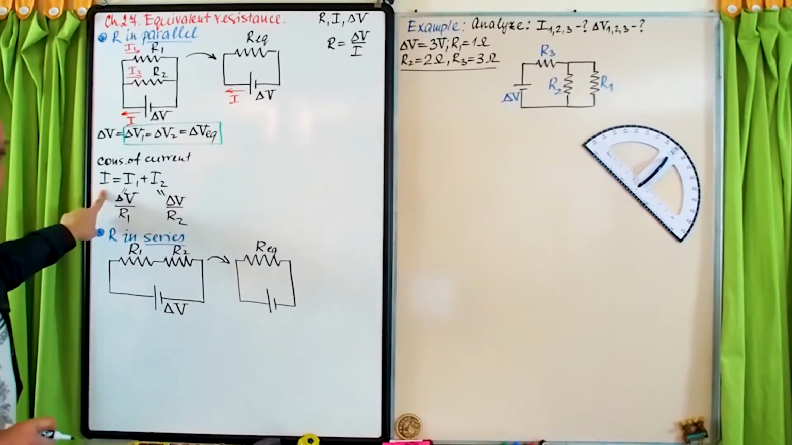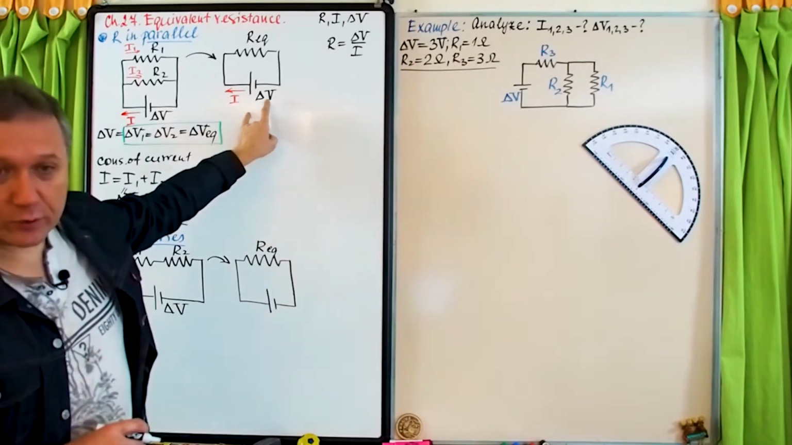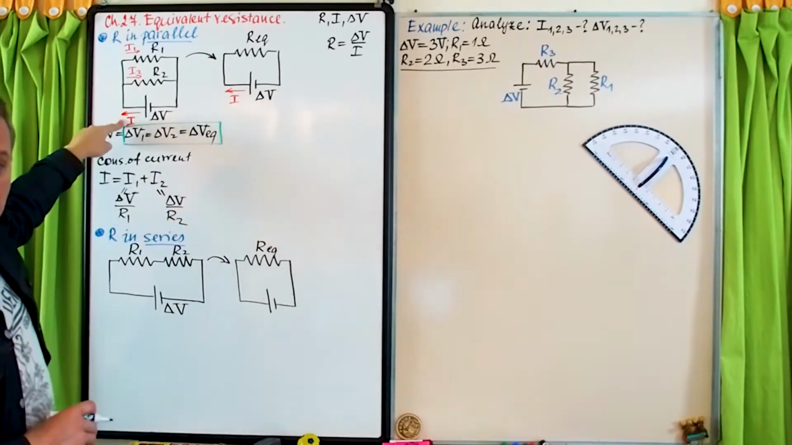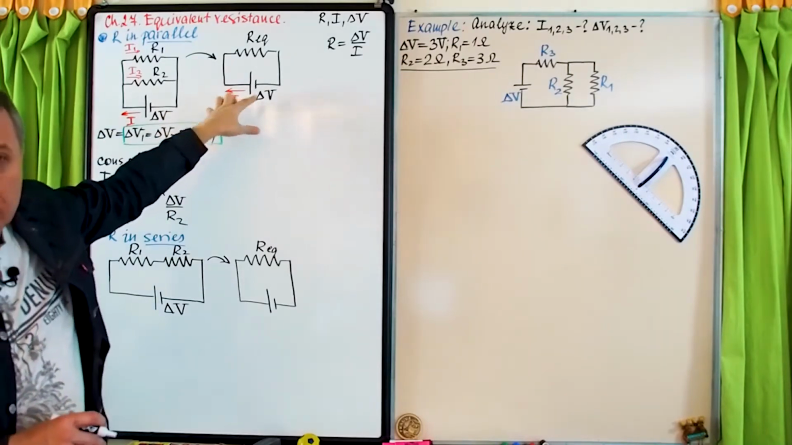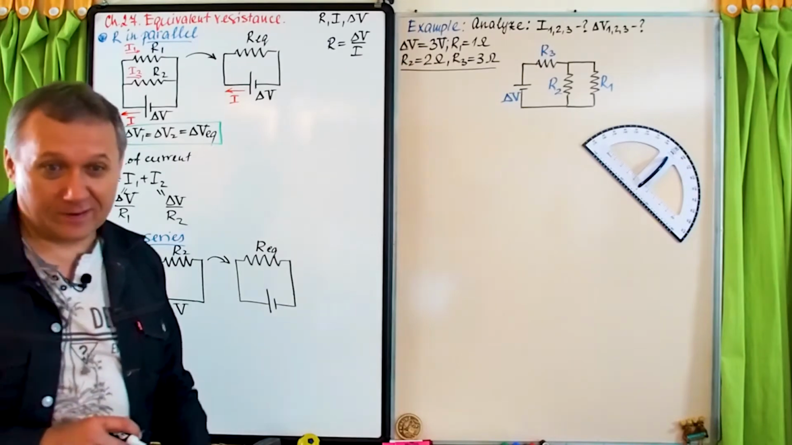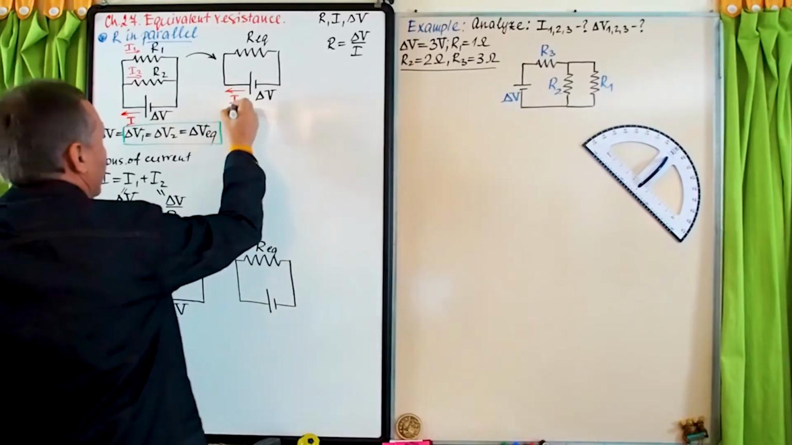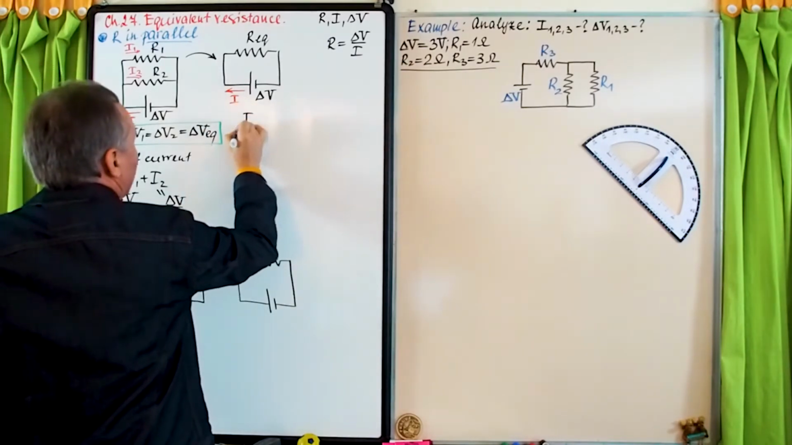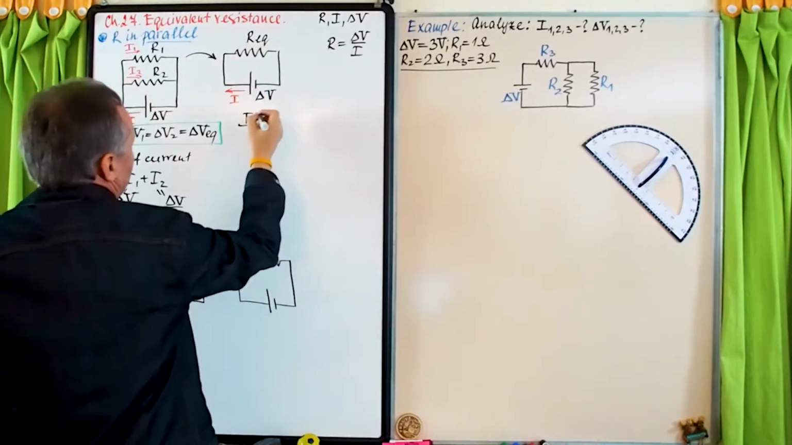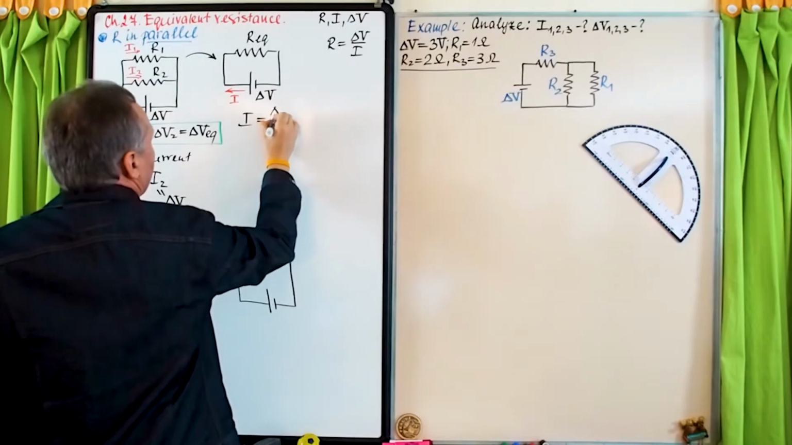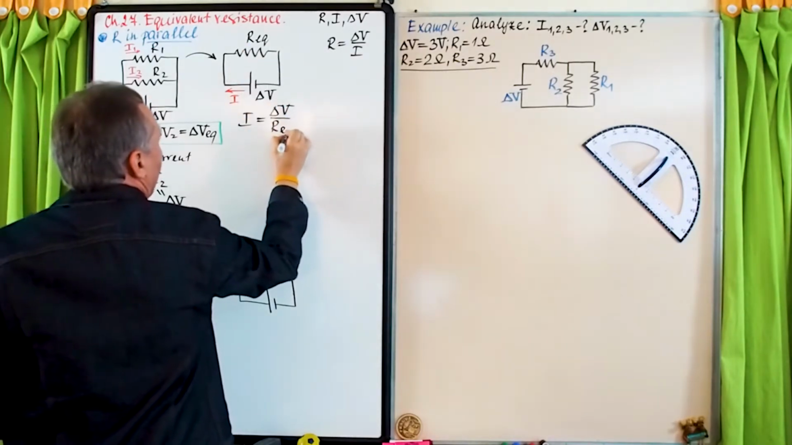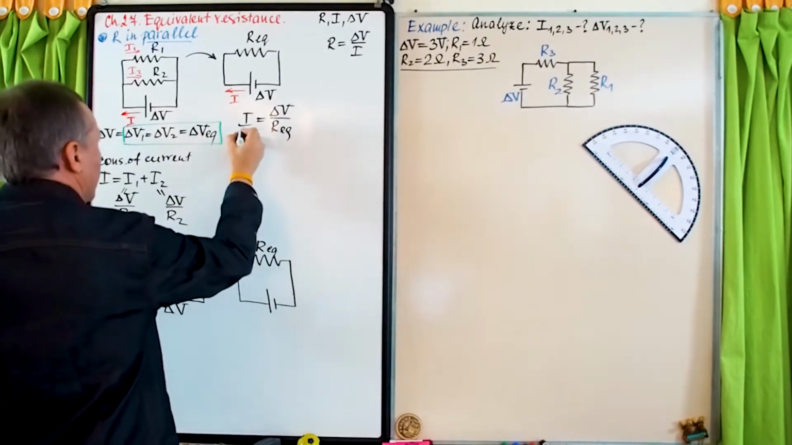But in order to find the total current, every time we have to use an equivalent circuit. So let's get the total current, because total current here and total current over there are the same, because the rest of the circuit must work in exactly the same way. So from an equivalent circuit, I can write that I, again using Ohm's law, will be delta V across an equivalent resistor, which is still delta V, divided by R equivalent.